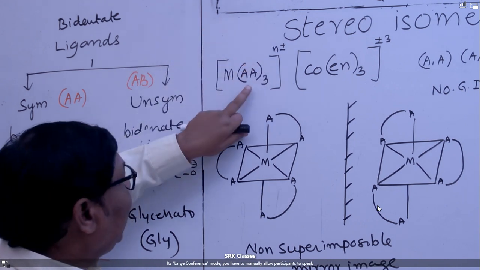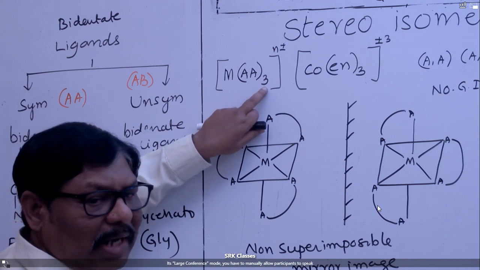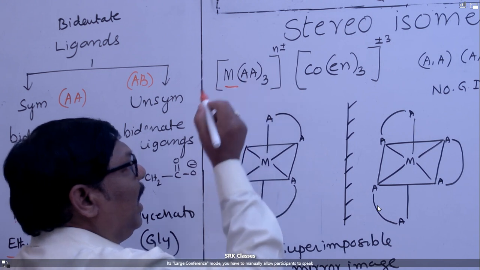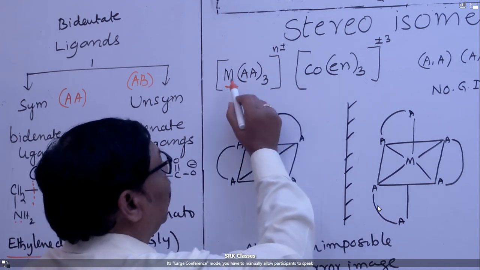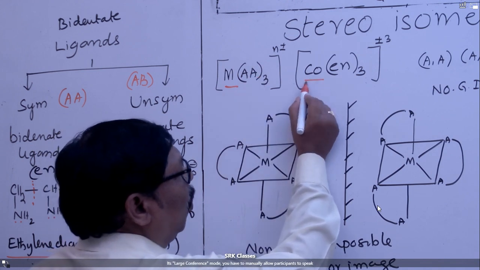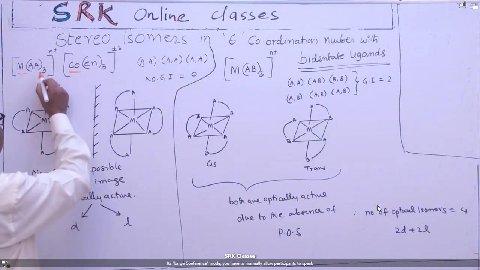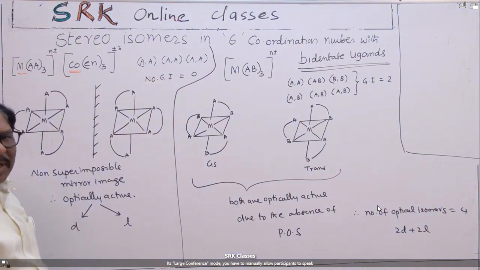Now, the first combination I have given is M(AA)3, a bidentate ligand. Three similar bidentate ligands, that combination I have taken. M is the central metal, A is a symmetrical bidentate ligand. Here I have given a specific example: M is the central atom cobalt, and AA is the symmetrical ligand ethylene diamine. 3 molecules are there. In the last class we discussed geometrical and optical isomerism.